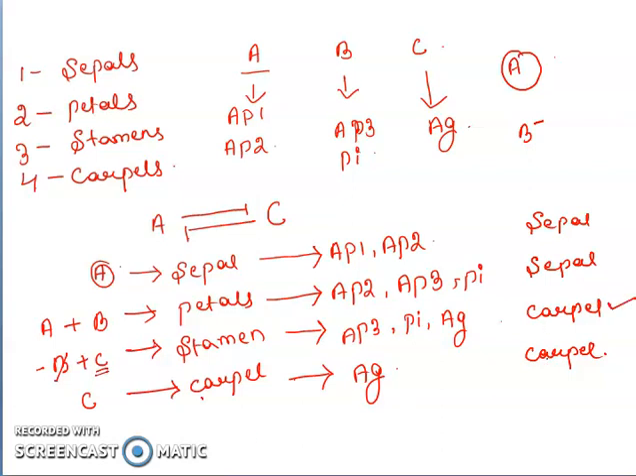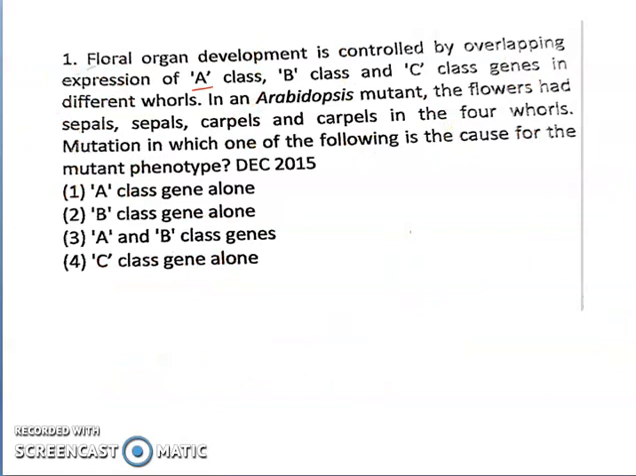In the last, through the question, we have seen that there is presence of carpel in the fourth hole, and the C class gene is responsible for the formation of carpel. So from here we get the conclusion that the class B gene is mutated. Let us check whether this option is there in the question or not. Yes, we do have the option that class B gene alone is mutated, and this is the correct answer for this question.